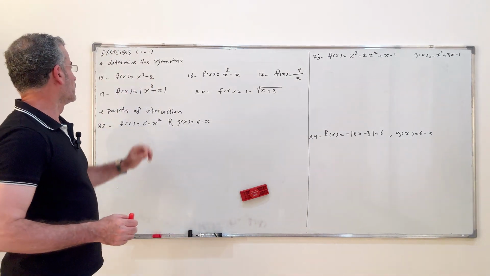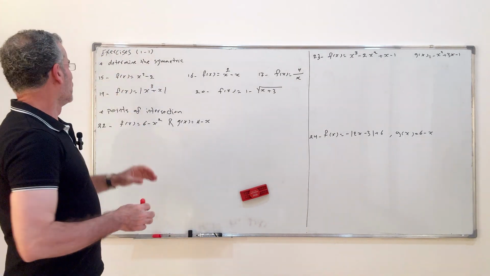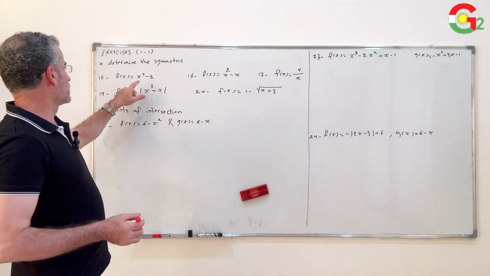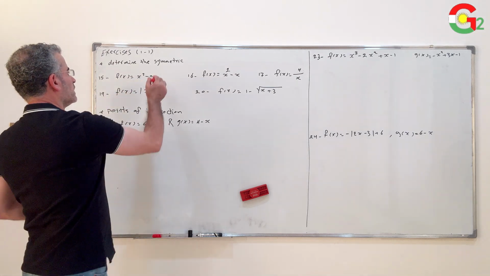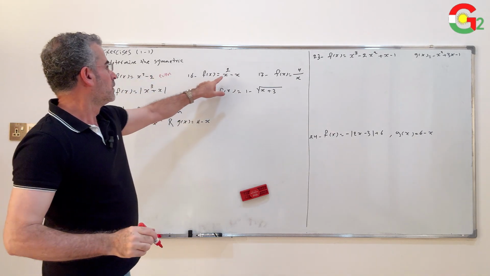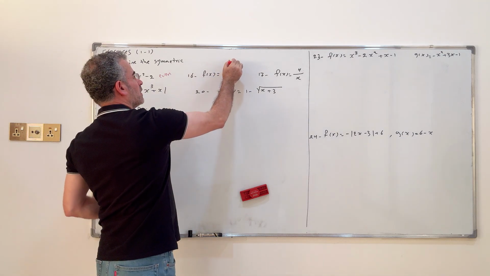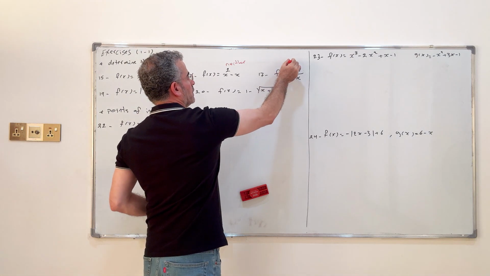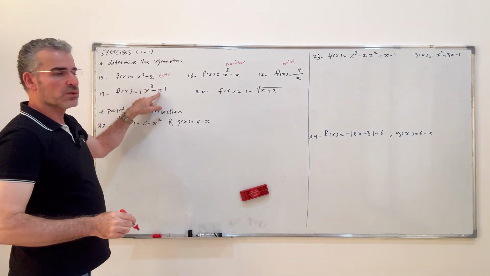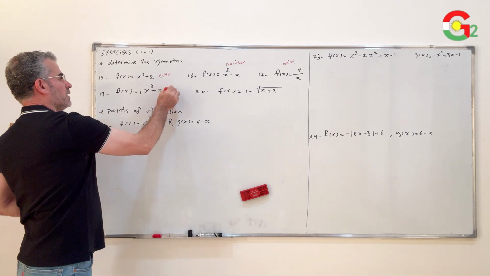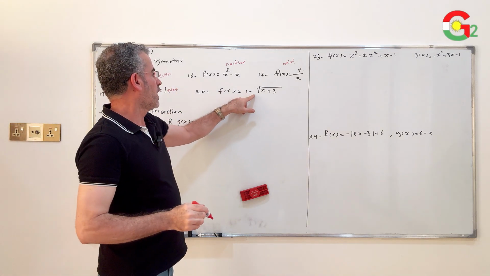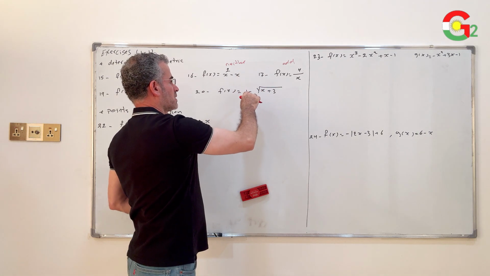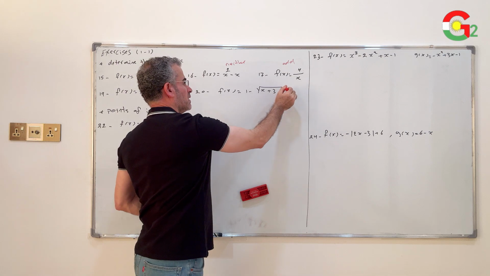Question number 15 to 20. Determine the symmetry of this function. Let us check. Even minus even, it is even. Even minus odd, it is neither. Even over odd, it is odd. Odd plus odd, odd, absolute value of odd, it's even. Even minus, odd plus even, neither, square root, neither, neither, minus even, minus neither, it is neither.